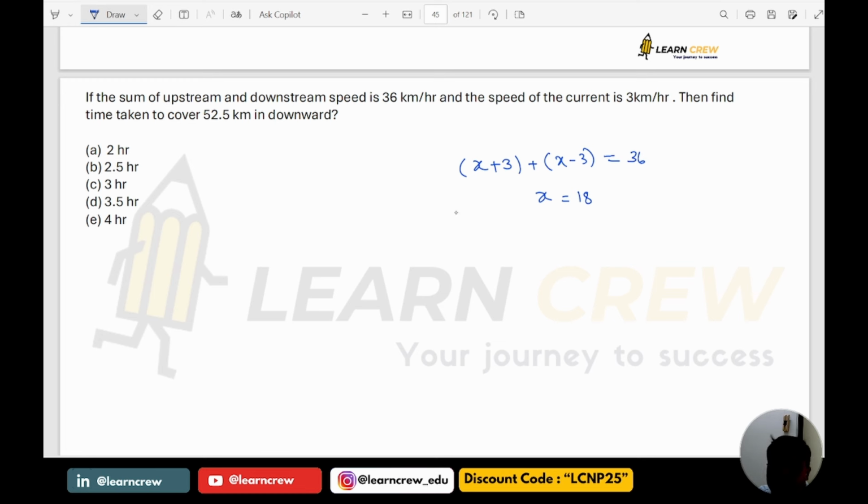If x is 18, then to cover 52.5 kilometers, the time taken would be how much? Time is equal to distance by downstream speed. Downstream speed is x plus y, so it is 21. 52.5 divided by 21 is 2.5 hours. So the answer is 2.5 hours.